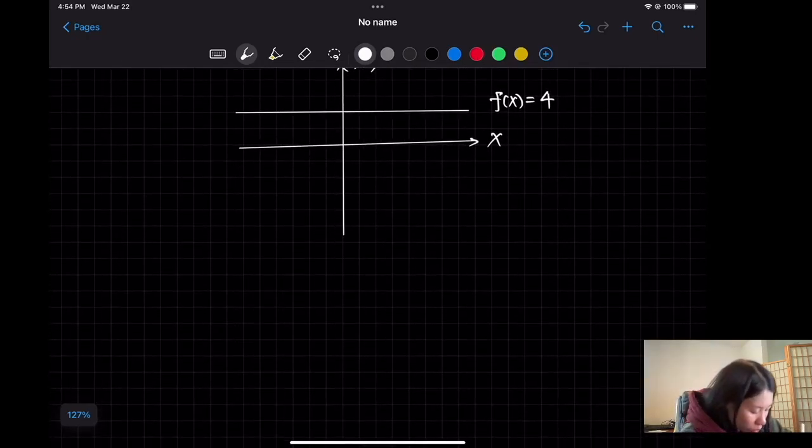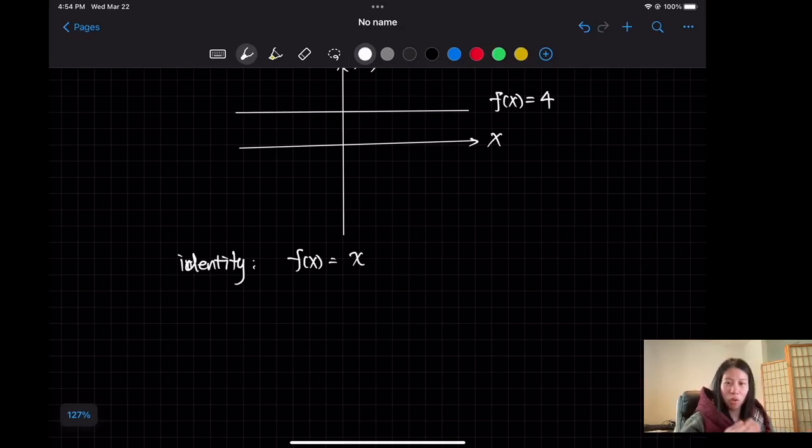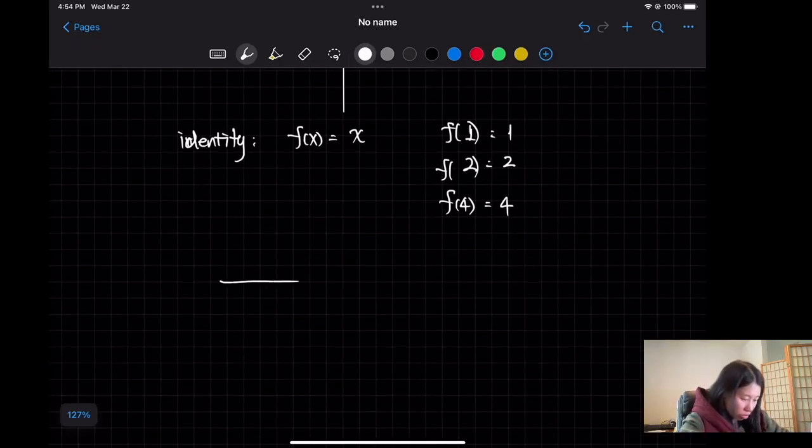And then the second one is the identity function, which is f(x) equals x. What does that look like? That means when you put in 1, y equals what? y equals 1. When you put in 2, f(2) equals what? It equals 2. If you put in 4, your output would be 4. So that means the function is going to look like this one.